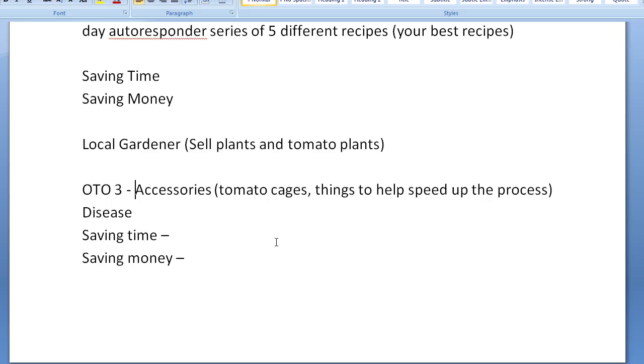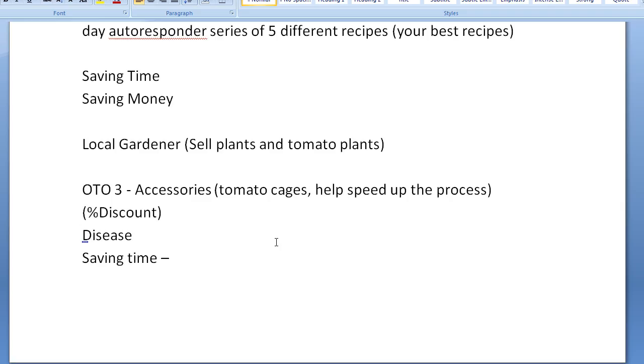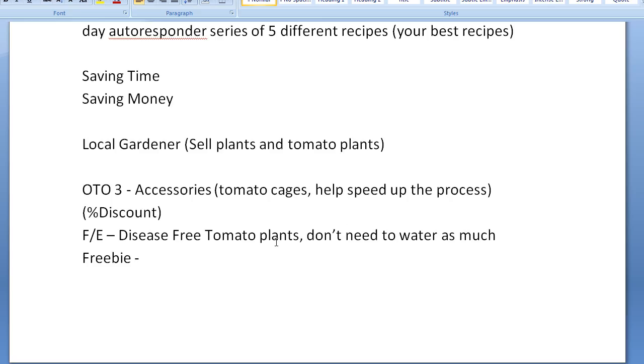And you could say, hey, since you bought one-time offer number 2, or you bought the front-end offer, we're going to give you this discount, so forth and so forth. So a percentage discount. And then of course the front end offer could be disease-free tomato plants. So essentially you're taking a piece of it, it helps speed things up, disease-free. And I'm just making stuff up, stuff like they don't need to water as much, so that would save time, and half the cost. So that would also save money.